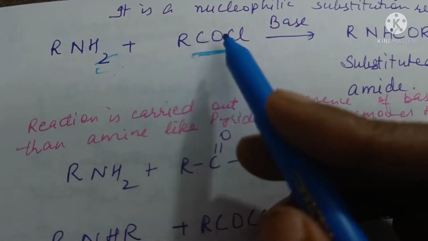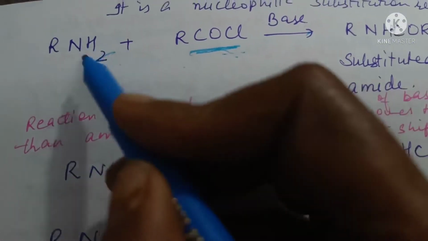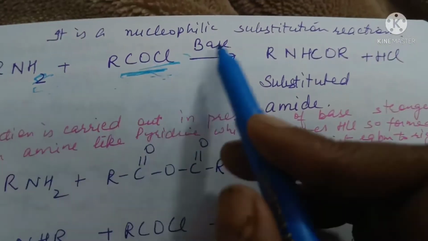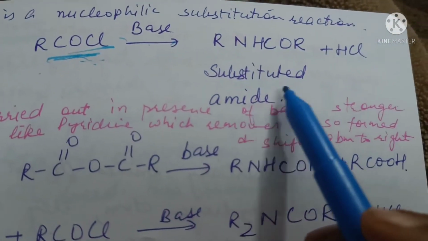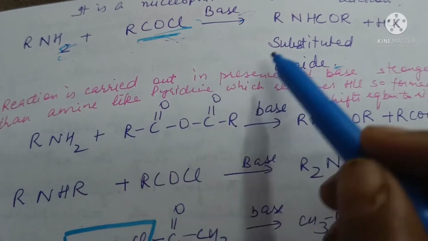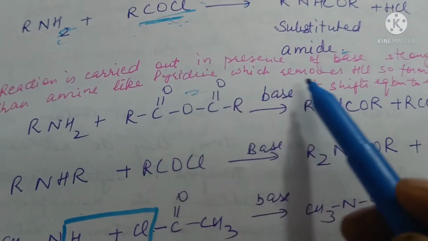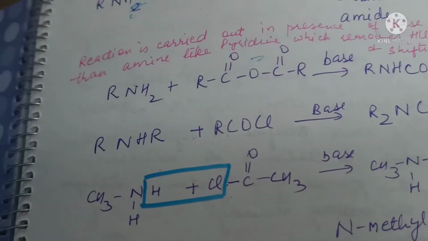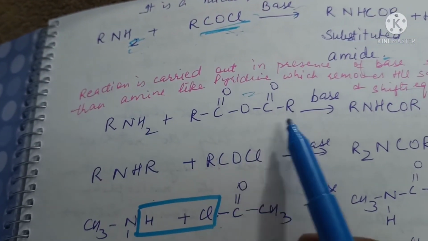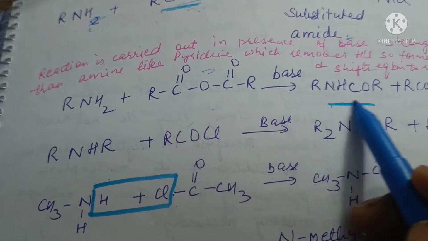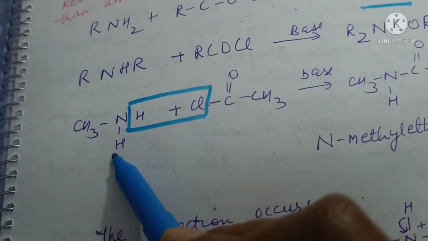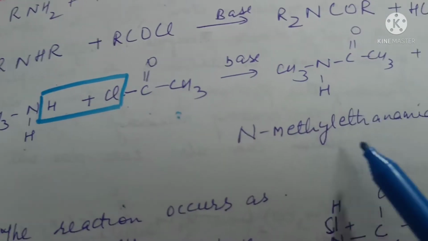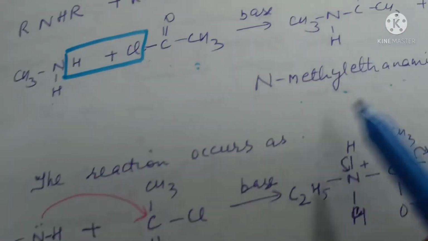So when primary amine reacts with acyl halide, the H and Cl will combine in the presence of base and RNHCOR, substituted amide, will be formed. The base should be stronger than amine, like pyridine, because it will remove the HCl so formed and shift this reaction to the right. So with the acid anhydride also, a substituted amide will be formed when reacted in presence of base, and along with it an acid will be formed. For example, methylamine reacts with acetyl chloride to form N-methyl ethanamide and HCl.